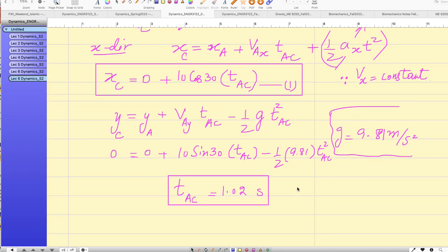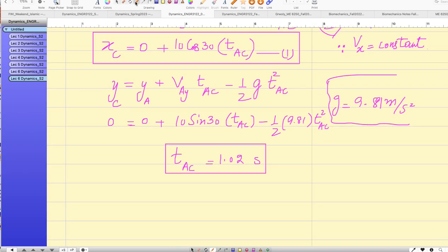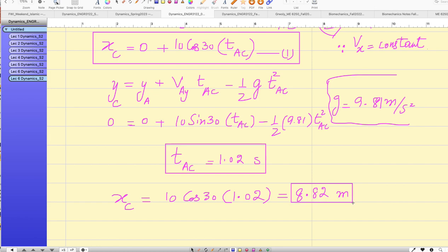Okay, XC. Now it is very convenient that we have one unknown, which is XC, in this equation. 10 cosine 30 times 1.02. Can you see what is the answer for this one? I got 8.82. That's what you get, right? It's not difficult, so I'm just trying to save time. That's what is more important right now.